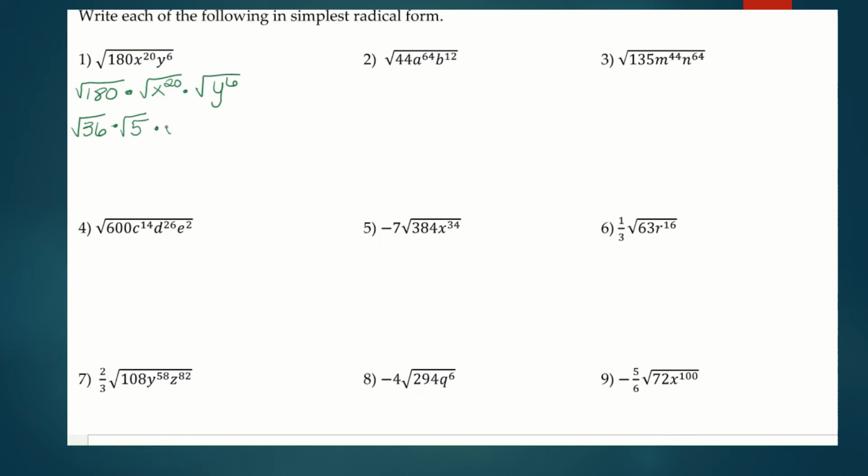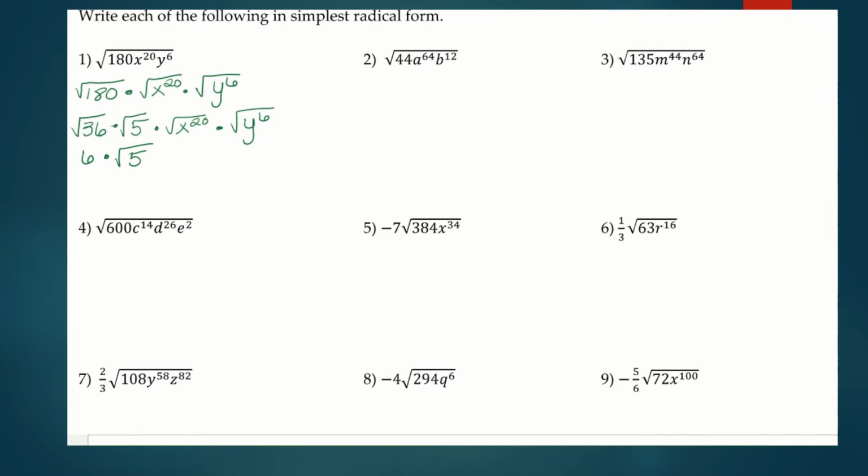Okay, now I'm just going to rewrite x to the 20th times the square root of y to the 6th. Okay, so now let's start actually taking the square root of these values. So the square root of 36 is 6. The square root of 5 is irrational, so I'm going to leave this as a square root of 5.